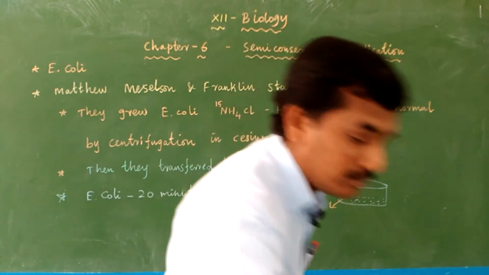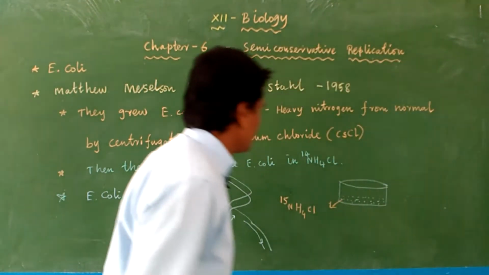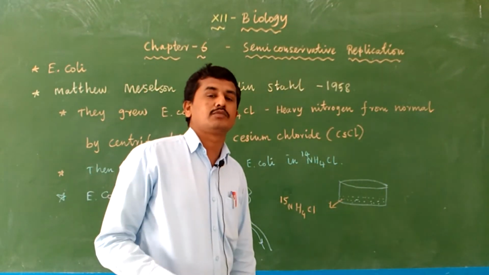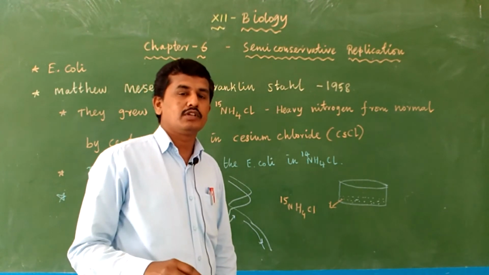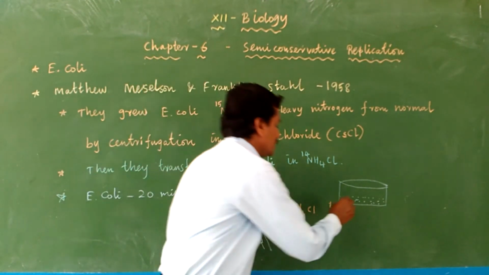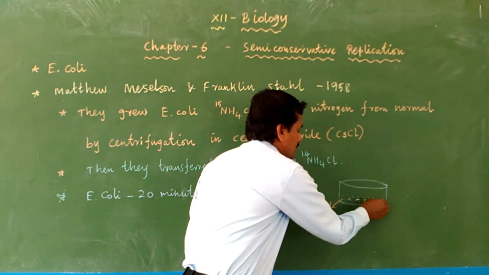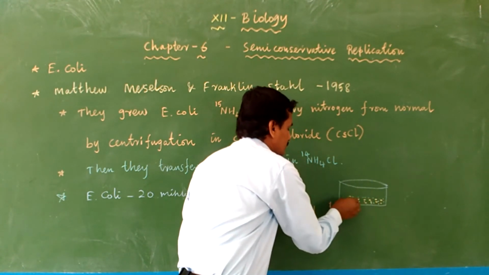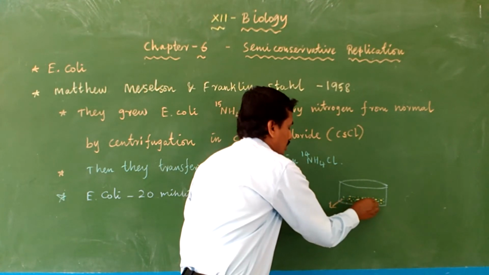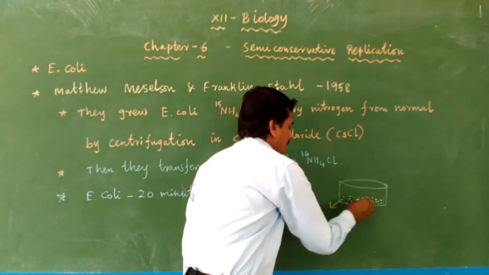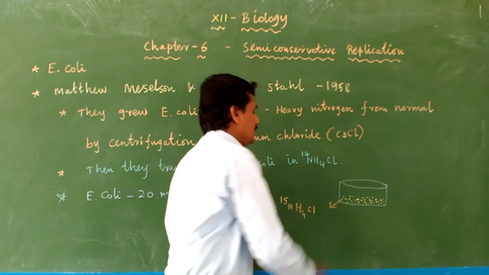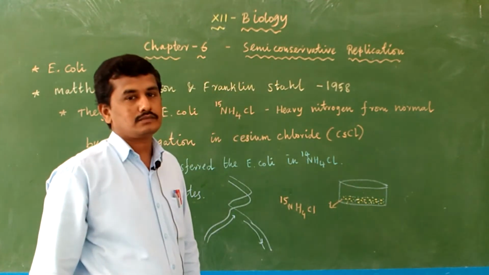Then the bacteria are added into the medium. Medium is nothing but a nutritive substance for the bacterium's growth. Here the E. coli bacteria are added. Then the E. coli bacterium multiplies and produces more E. coli bacteria due to binary fission. So more E. coli are produced.